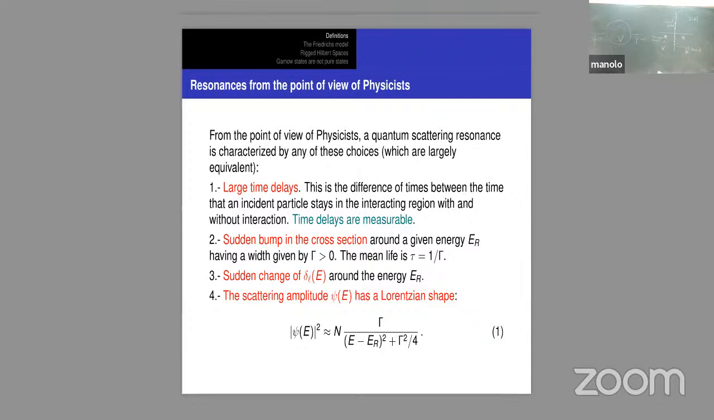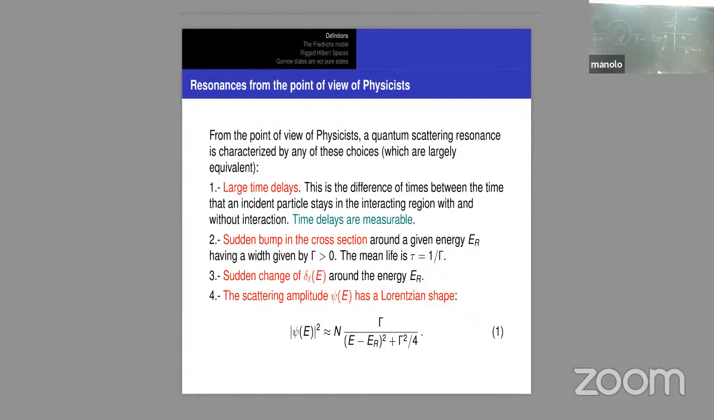What do physicists say about resonances? How do physicists define resonances? There are several possible definitions. First, resonances are characterized by large time delays. This is the difference between the time that an incident particle stays in the interaction region with and without interaction. Time delays are measurable, and there is a formula to compute them that was stated many years ago, in the 30s, by Wigner. Then, another definition is a sudden bump in the cross-section around a given energy E_R, having a width given by gamma. The mean life is tau equal to 1 divided by gamma.